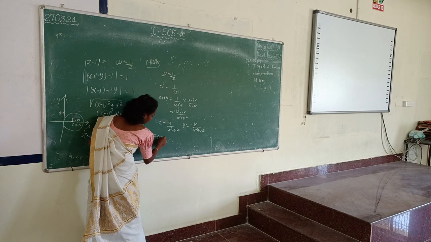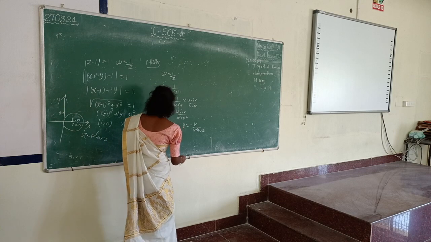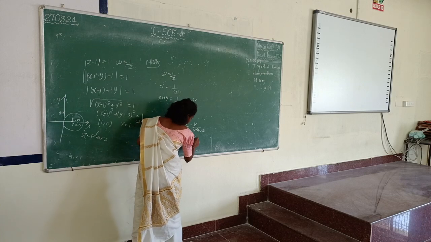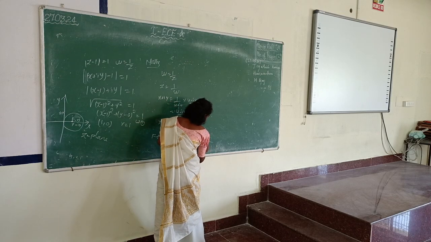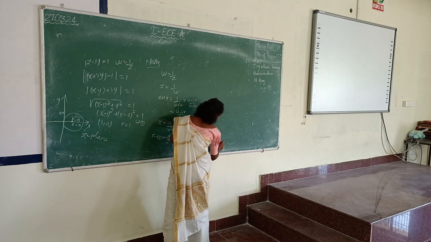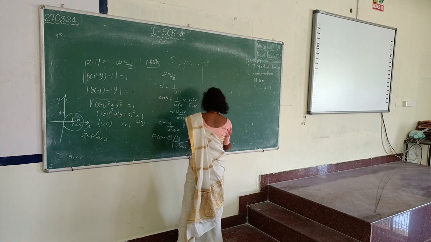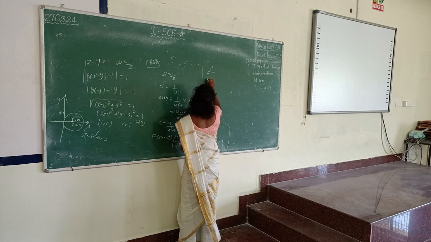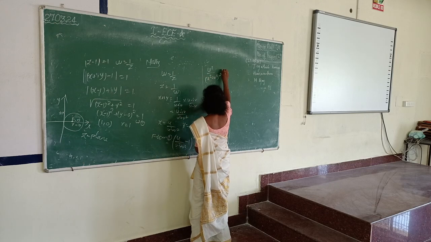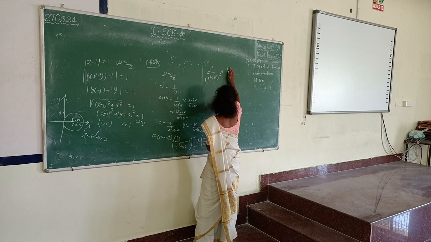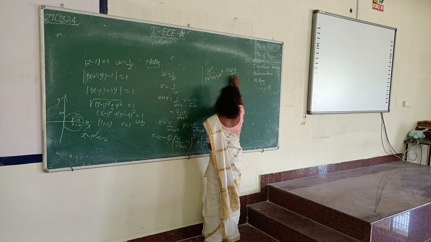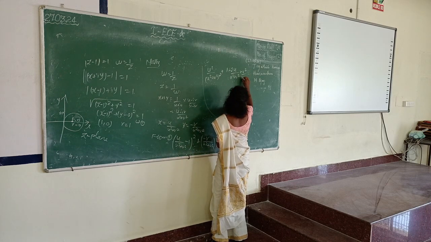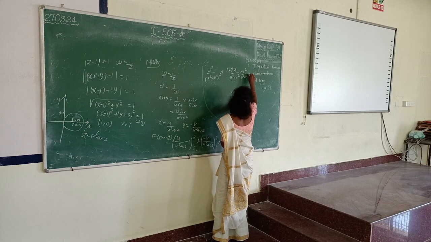From equation number 1, we can substitute the values: u divided by u square plus v square minus 1, the whole square, plus minus v divided by u square plus v square, the whole square is equal to 1. Then expand the left side, (a minus b) the whole square. That is u square divided by u square plus v square, the whole square. Next, minus 2 into u divided by u square plus v square. Then here v square divided by u square plus v square, the whole square, plus 1 equal to 1.